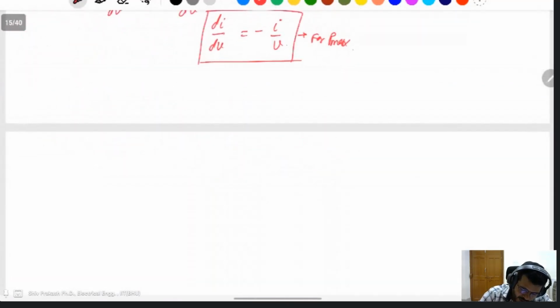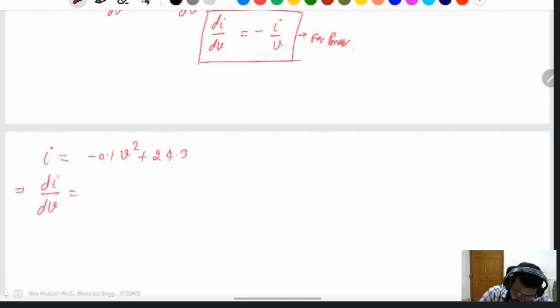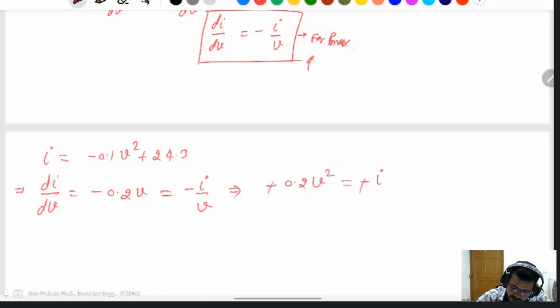I is given as minus 0.1 V square plus 24.3. Differentiate this with respect to the voltage. This is minus 0.2 V. The constant value will be 0. And this is the same as for P max, which is minus I by V. Then this expression is minus 0.2 V square is equal to minus of I. Minus minus cancels out.